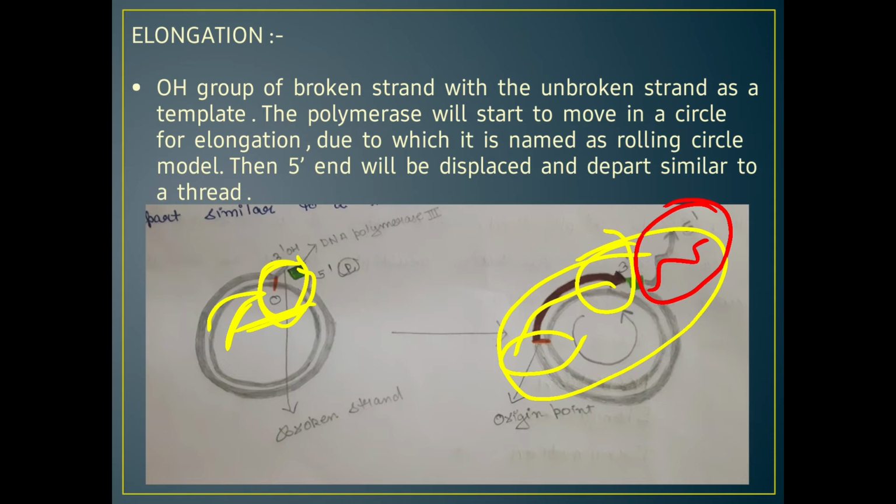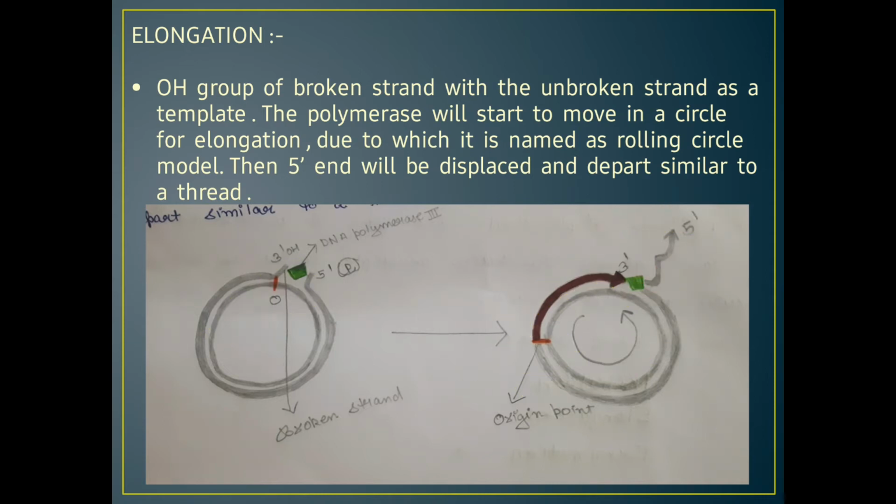And at the same time, the 5' end moves, displaced and departs, similar to a thread. It started to displace. Displace means it moves from its original position. That was occurring here. So that is the process of elongation.